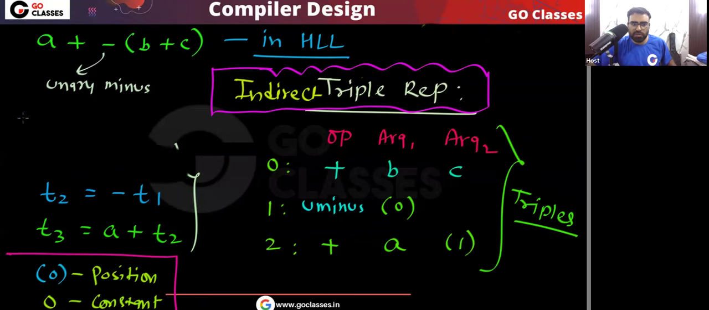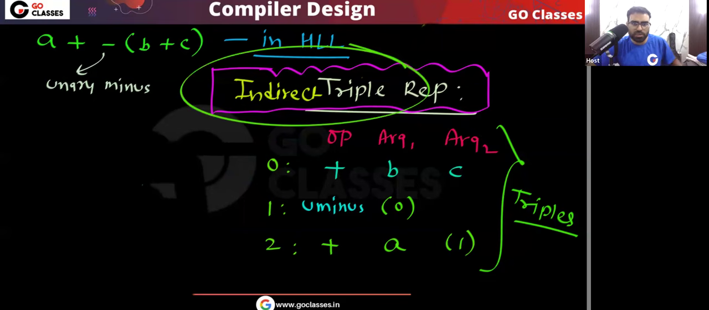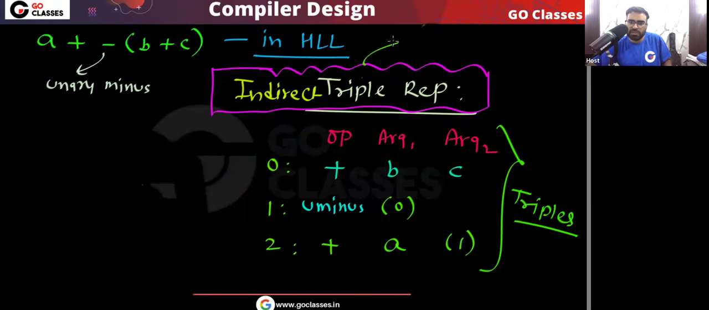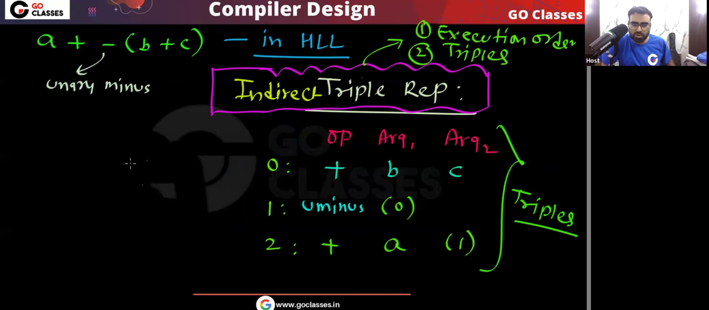So here, notice, I'm also going to put the execution order. Notice one thing, that the triples are as they are. But in the indirect triple, we have two things. What are the two things in the indirect triple? One is execution order, and the second is triples. Triples we have already found, these will be as they are, but we have an execution order. So let me put here execution order.